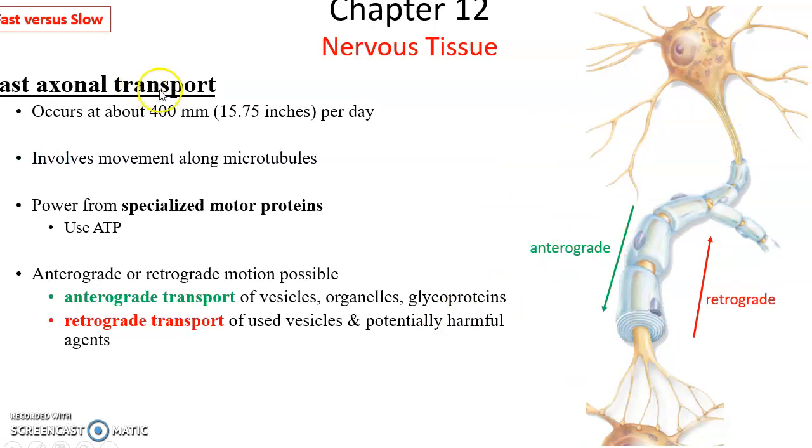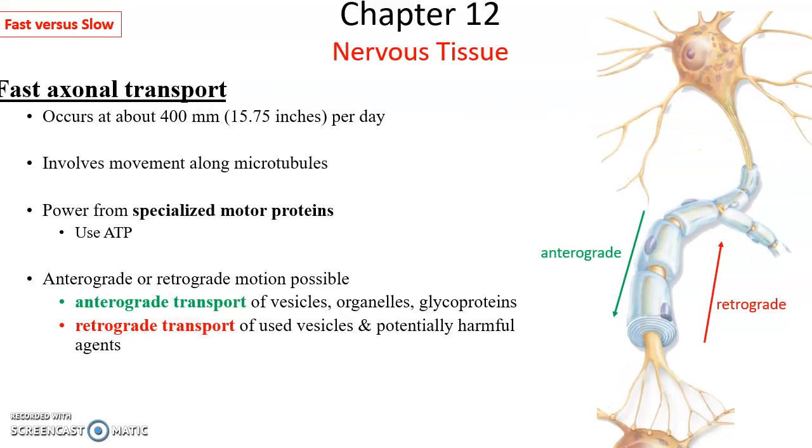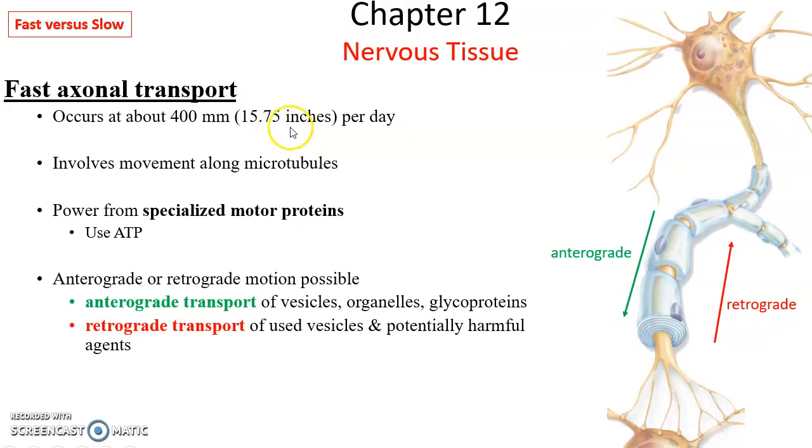All right, you can have fast axonal transport. Fast transport occurs at the incredible rate of 15.75 inches per day. It involves the microtubules of the cytoskeleton, and basically specialized motor proteins use ATP to move vesicles and organelles and things down to the ends of the axon. So that would be anterograde. And sometimes things using those specialized motor proteins move back up the axon, retrograde. So that used empty vesicles and potentially harmful chemicals and agents can get sent back up to the cell body to get processed.